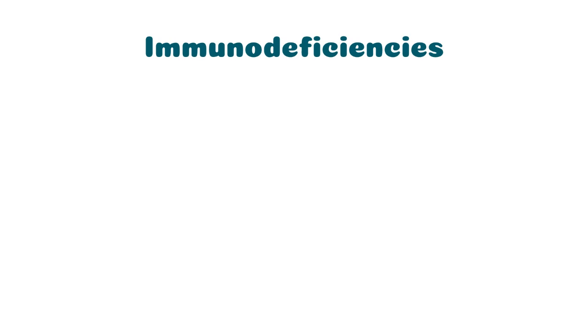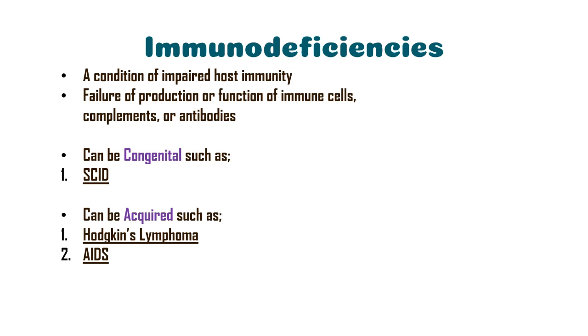Our immune system is associated with some pathologies, and one of these is immunodeficiency. Immunodeficiency is a condition in which our immune system is either impaired or defective, and this occurs due to failure in the production or function of immune cells, complements, or antibodies. We have two types of immunodeficiencies: they can be either congenital or acquired.